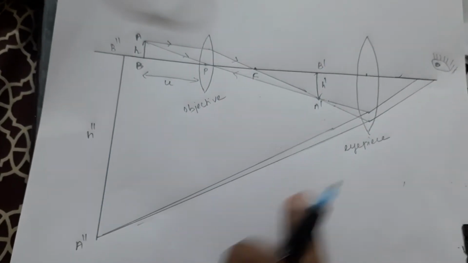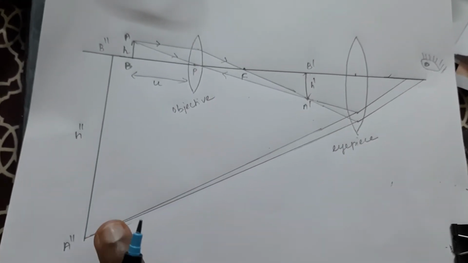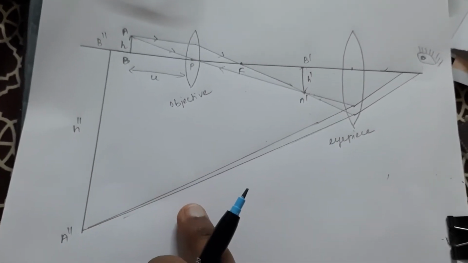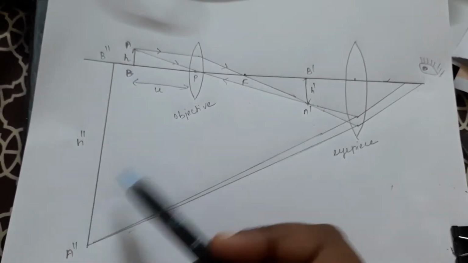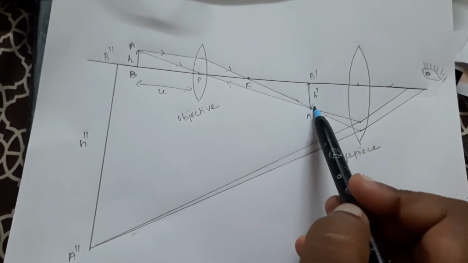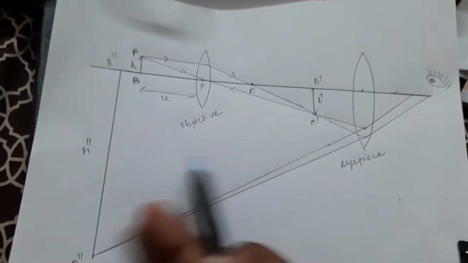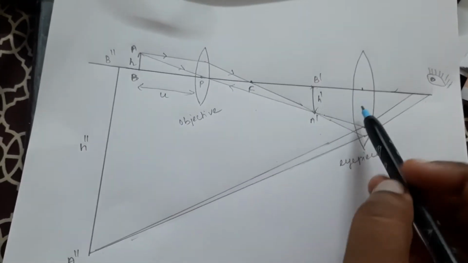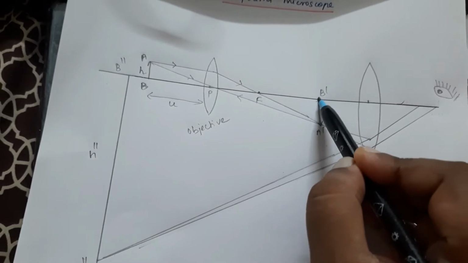This is your image of the eyepiece. So this is an enlarged and a virtual image, and the image formed by the objective is an inverted image. And this is adjusted within the focus of the eyepiece. So this is in the focus of the eyepiece. So this is the focal point of the eyepiece.